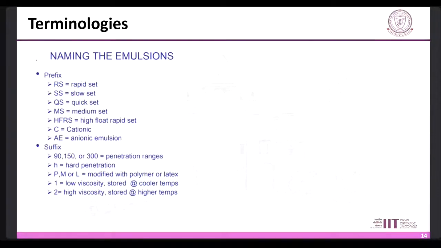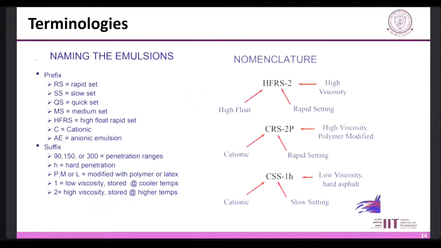And there is an HFRS based emulsion where the floating time is very high, and it basically sets very rapidly. AE is denoted for anionic emulsion and C is for cationic emulsion. In the nomenclature, in the box it is only written HFRS2, which means high floating rapid setting high viscosity bitumen emulsion. Like CSS1H is known as cationic slow setting low viscosity hard bitumen.